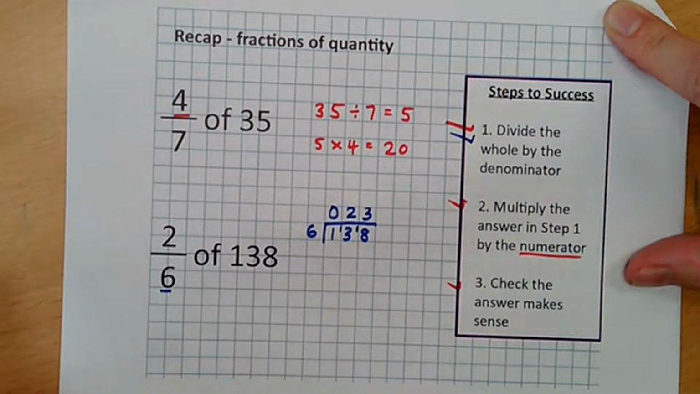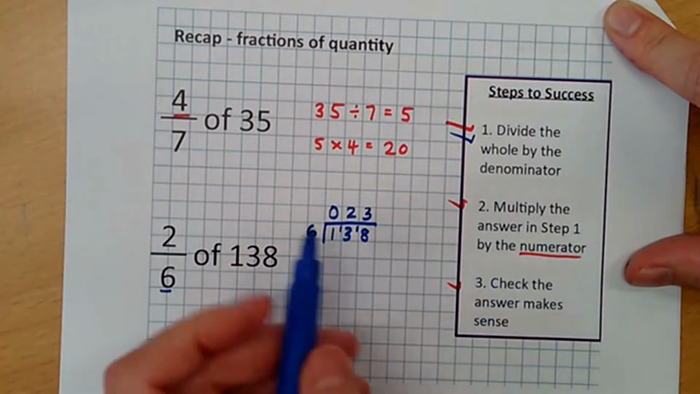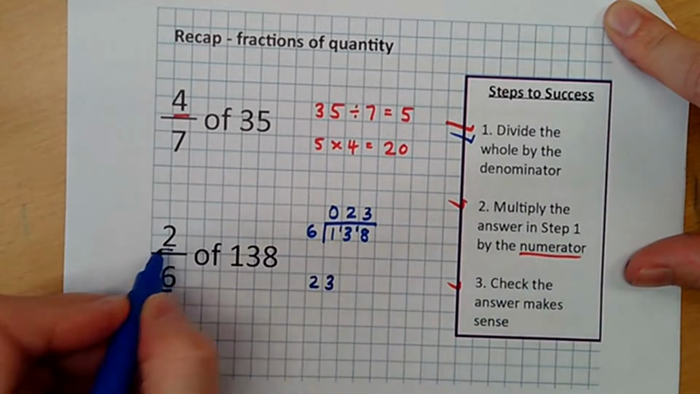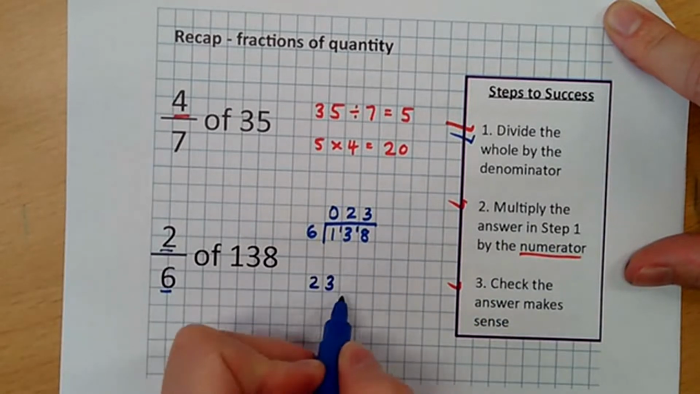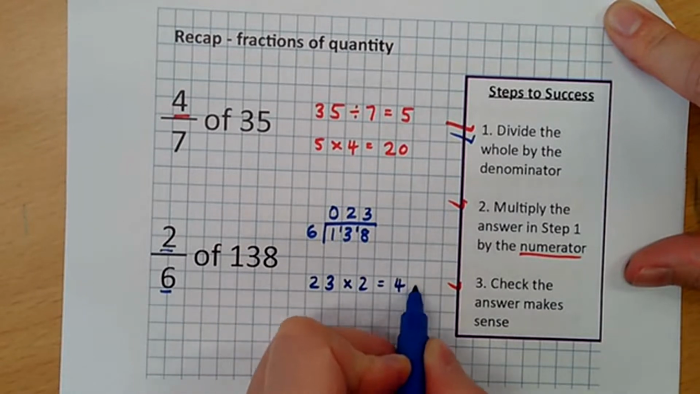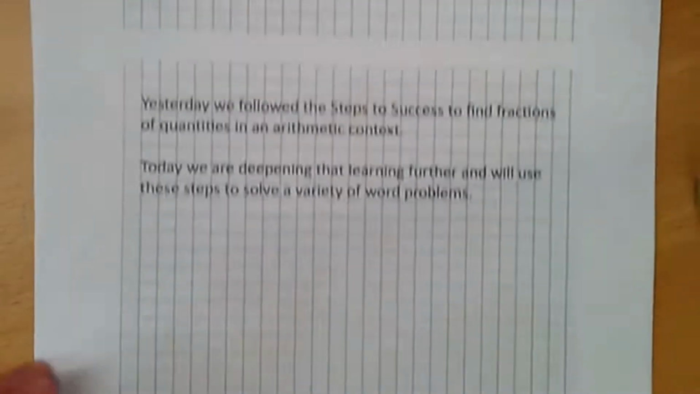Great. Now, step 2, multiply the answer in step 1 by the numerator. So my answer is 23, and I'm going to multiply it by 2. That's quite simple. I don't need to use the column method, but if it was a little trickier, then I might. And the answer is 46. Fantastic. Right.